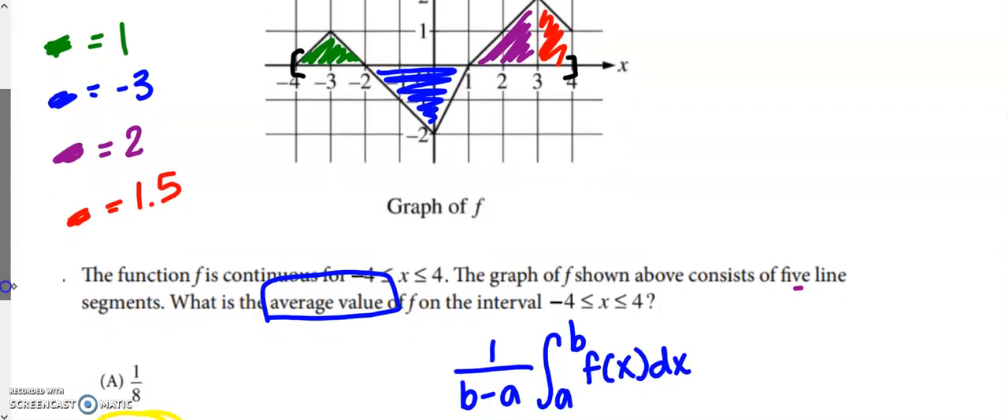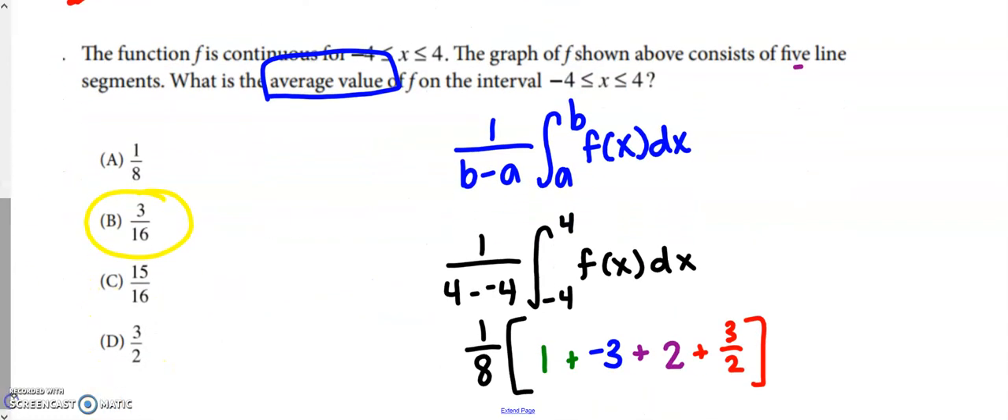So to get all of that integral, the integral from -4 to 4, I'm going to take these 4 numbers and add them up. So 1 over 4 minus -4 is 1/8. Adding up all of these numbers, the first 3 are going to cancel, and I'm left with just 1/8 times 3/2, which is 3/16.